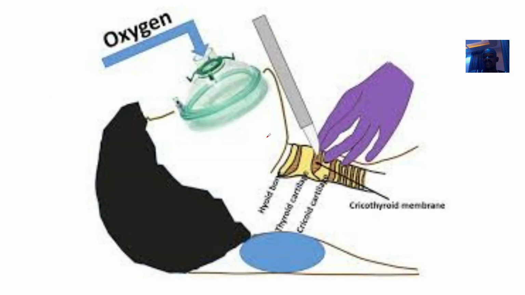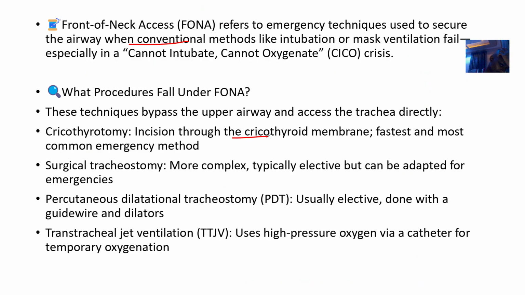You see this? Okay. Surgical tracheostomy, more complex, typically elective, but can be adapted for emergencies. Then percutaneous dilatational tracheostomy. Then transtracheal jet ventilation. So if there's any of these techniques that you want to actually know in depth about, just comment. Okay. But for me, I feel just knowing the front of neck access as an emergency method of trying to ventilate patients is enough.